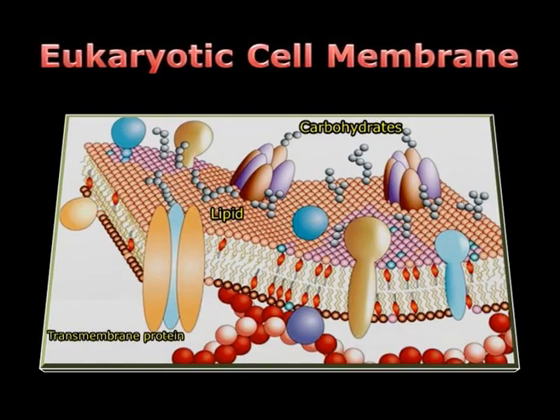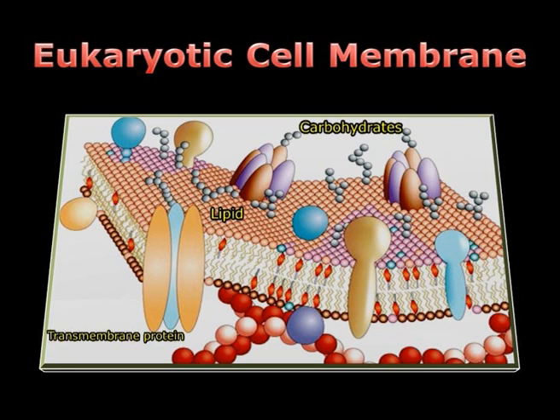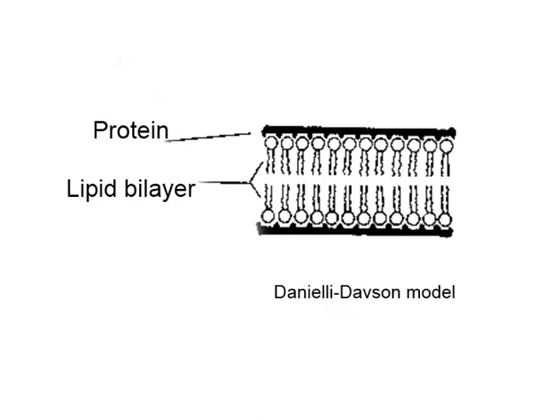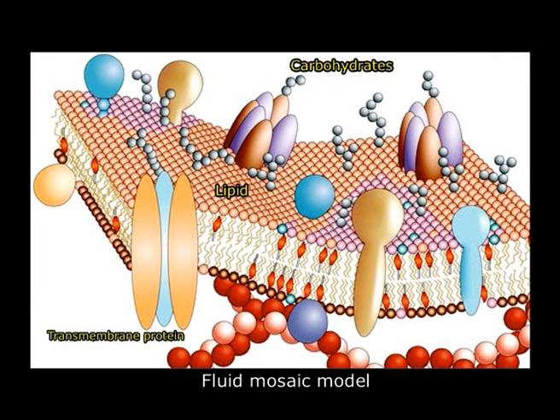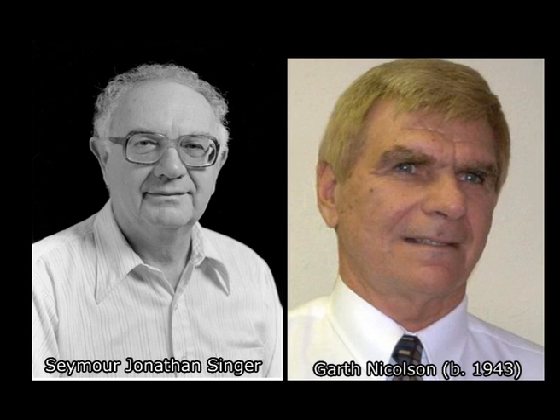Eukaryotic cell membrane. Now, first let's talk about its model. In 1925, Gorter and Grendel proposed the rigid model of the cell membrane. But then the fluid mosaic model, around 1972, was hypothesized and confirmed by Singer and Nicolson.